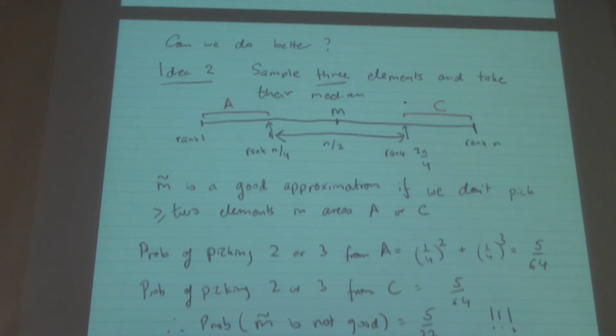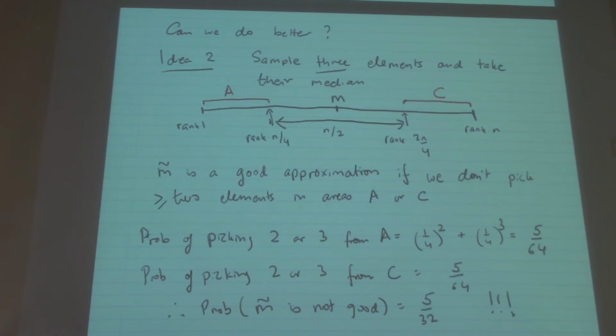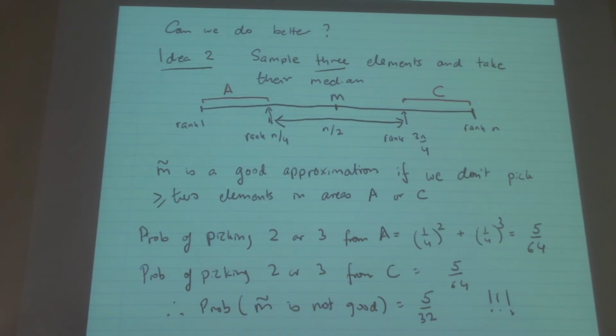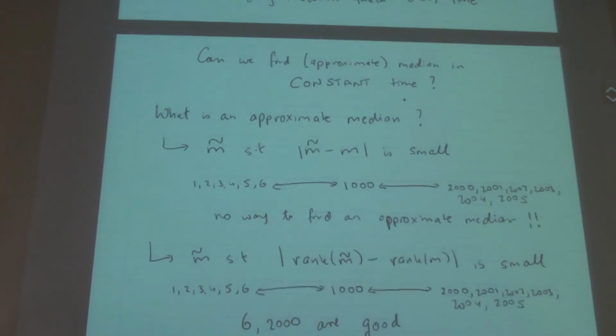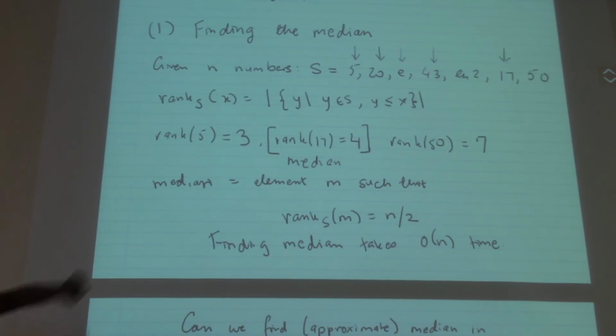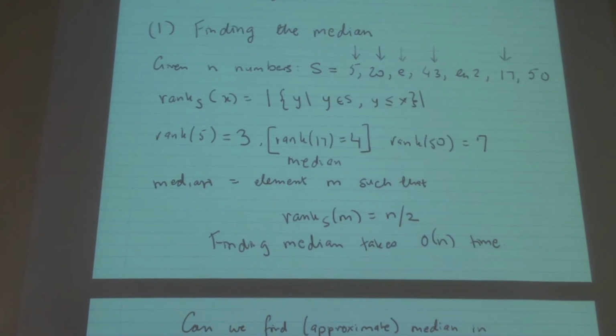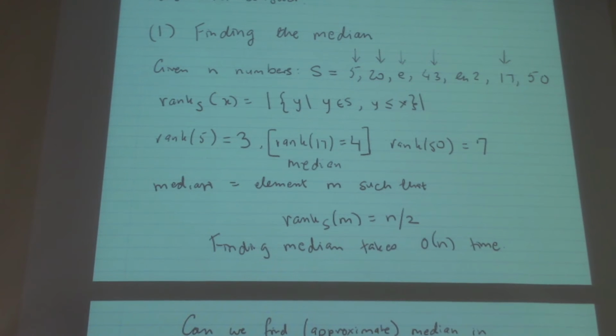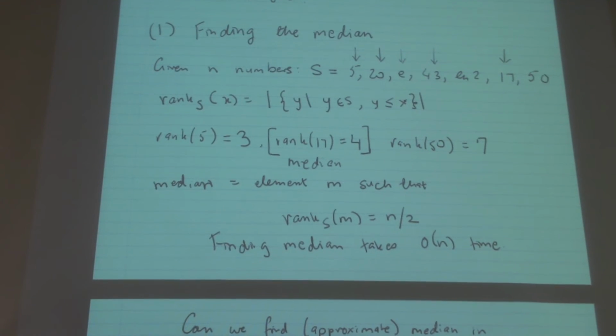I'm a bit worried now because I think I didn't explain the algorithm correctly. The algorithm is this: pick 3 elements at random. Let's go back to our input. Here, I pick 3 elements at random: 5, 20, and E. I take their median. It's 5. That's my answer. Done. I take 3 time steps to do this.